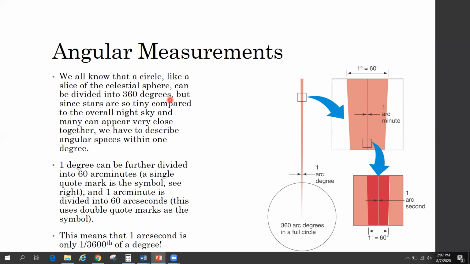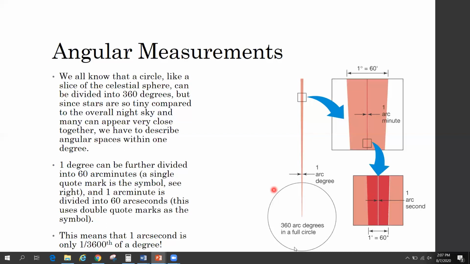So just describing the position of a celestial object like a star or a planet with just this basic level description of degrees is not actually that helpful, because there's going to be so many other things near it in the night sky that can be described with the same number. So we have to describe the angular spaces within that 1 degree line.